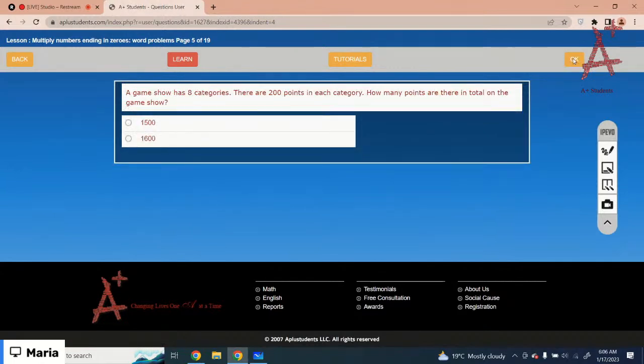Okay, a game show has 8 categories. There are 200 points in each category. How many points are there in total on the game show? So you have to do 200 times 8. Just multiply the non-zero numbers. Just multiply 8 times 2. 8 times 2 is 16. Very good. Add 2 zeros at the end. So it would be 1600. So just select the correct option, then click on the OK button.